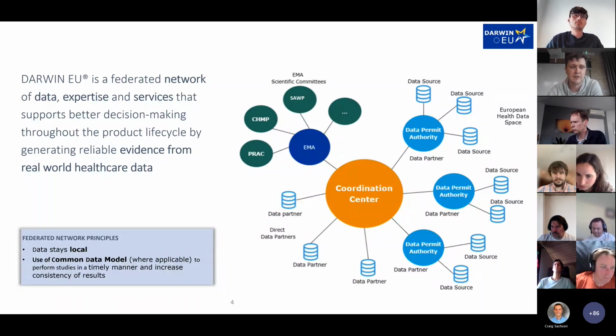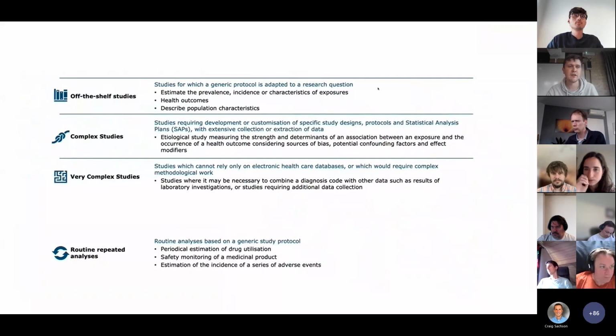So actually, even when the tender was released by the EMA, they had this desire for data staying local and the use of the common data model. And yeah, that was very much aligned with the OMOP CDM and the way OHDSI have been working for many years.